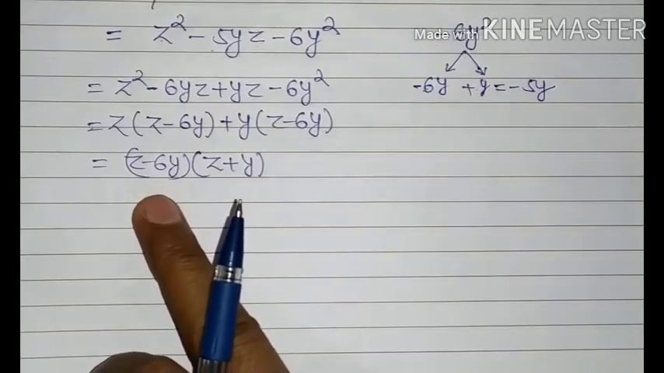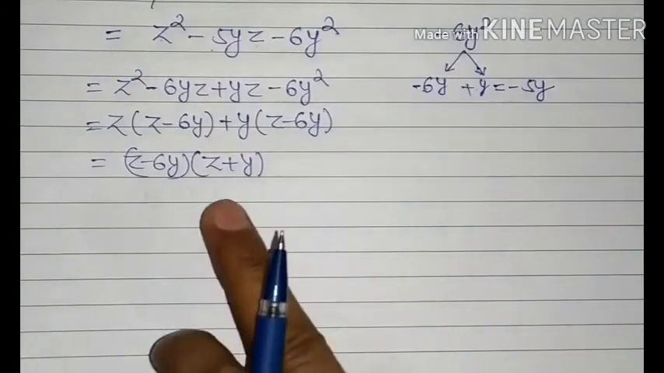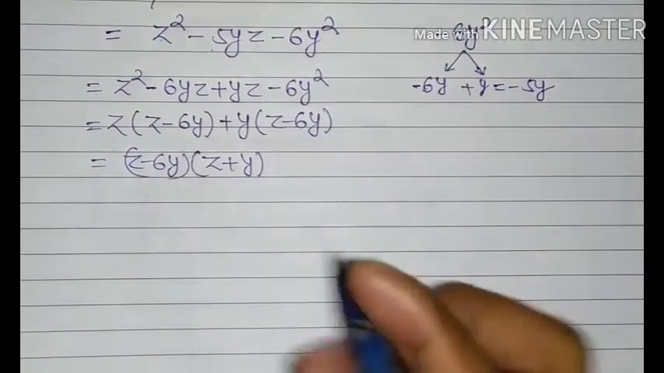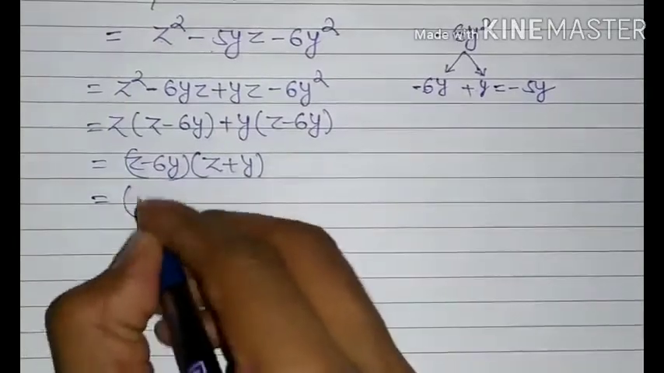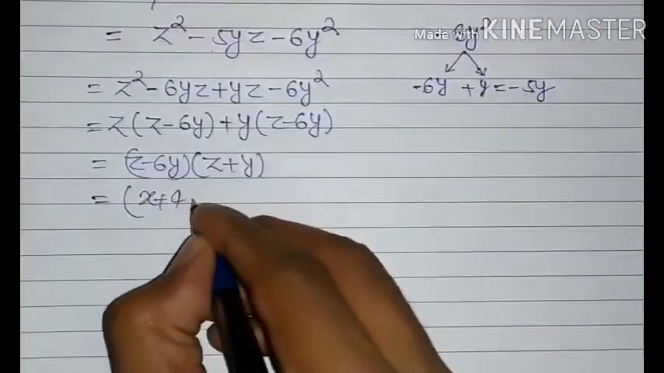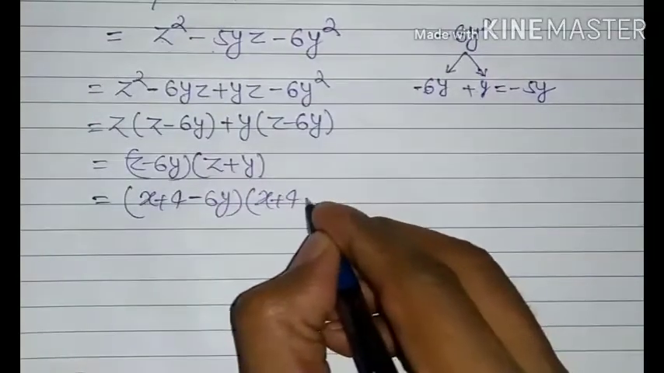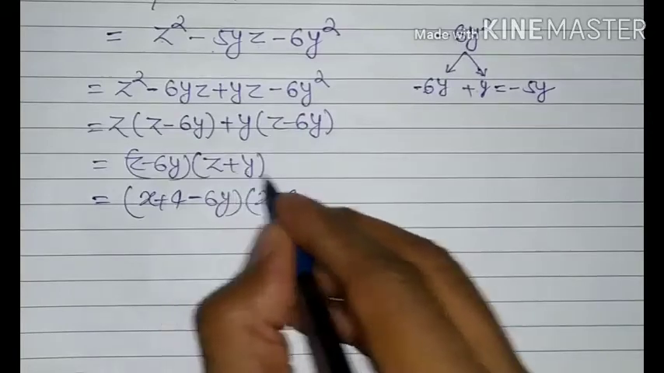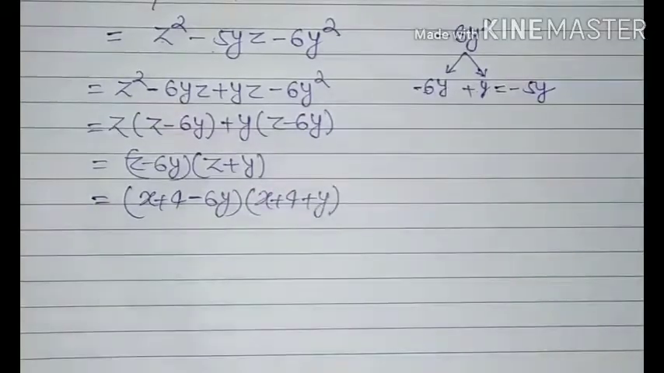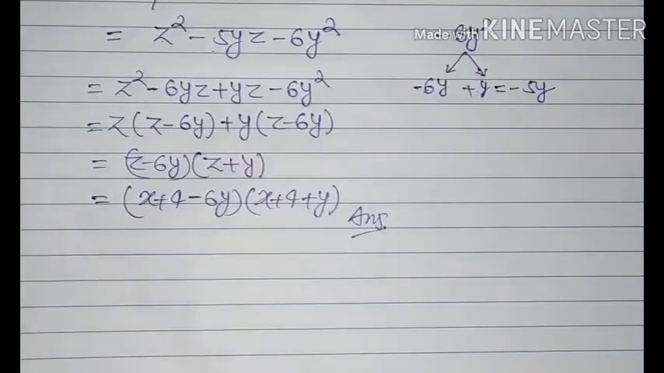But this answer is in the form of z, and the question was in x and y, so our answer also should be in x and y. I'm going to put the value of z as x plus 4. So it is x plus 4 minus 6y, times x plus 4 plus y. This is our answer, the factorization of the given quantity.